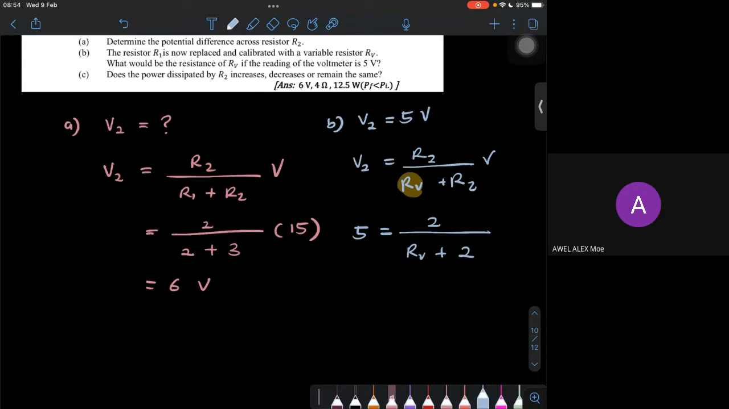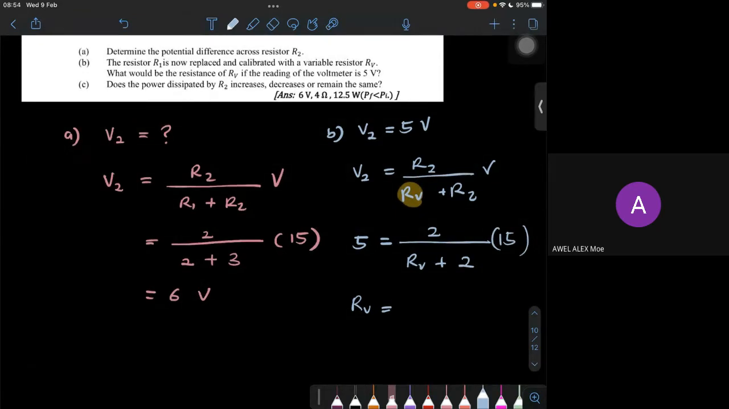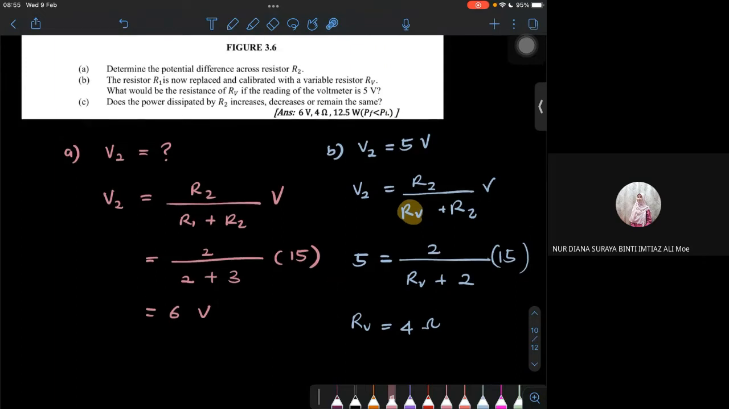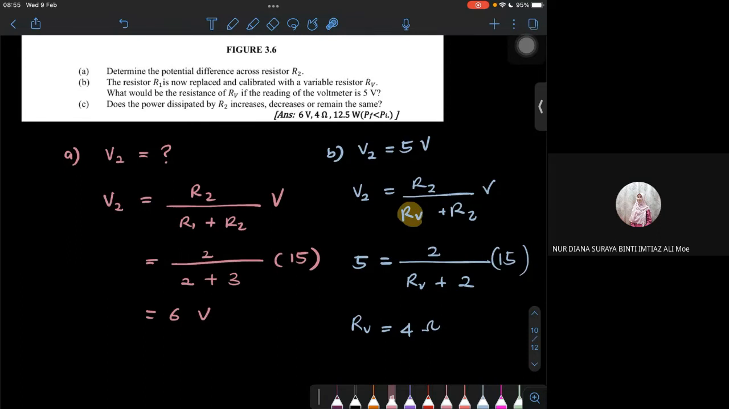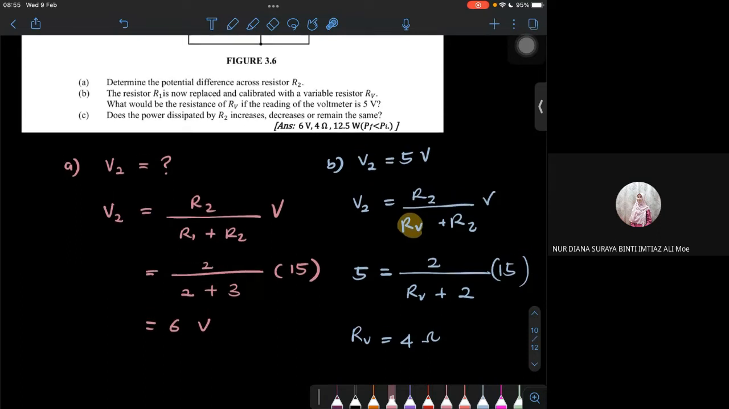Times with 15. So RV will be equal to 4 ohm. Kamu kira kan, jangan tengok jawapan dekat sini je. Make sure you double check the answer. Okay, ada soalan so far? Tiada, Miss.